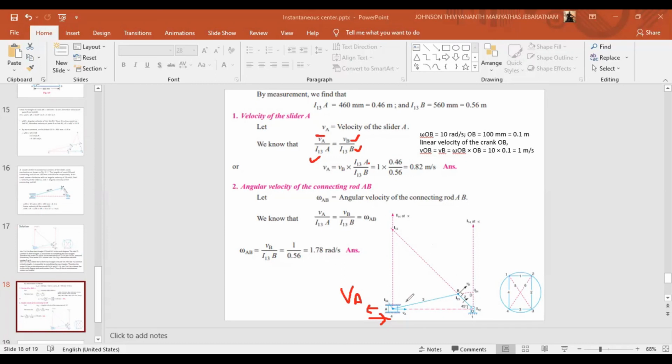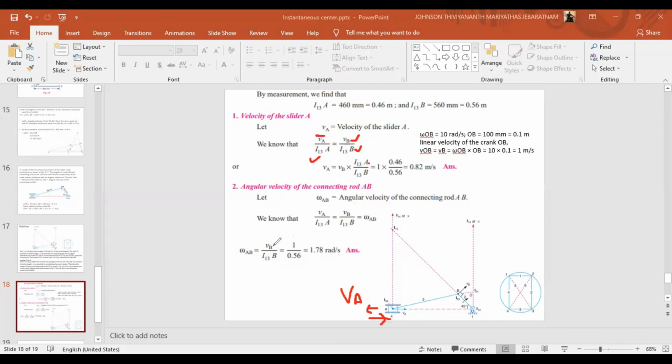Now the next question, the angular velocity of the connecting rod BA. Again we will go to Lami's theorem. Let omega AB be the angular velocity of connecting rod AB. Similarly, VA upon I13A is equal to VB upon I13B, which is equal to omega AB. Velocity upon length will give you the omega.